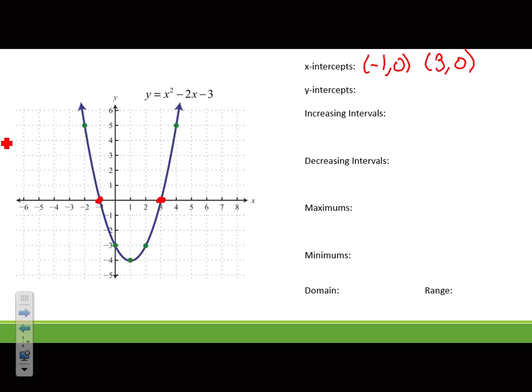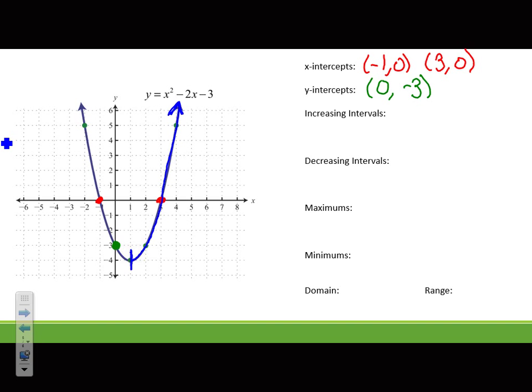Those are our x-intercepts. Now our y-intercept, remember, is where it crosses the y-axis, so that's going to be right here. For this one, that's 0, -3. Now, increasing and decreasing. We're going to be increasing when our x and y values are both going up. So we're increasing from here all the way up. That's where we're increasing. Now we're going to write this in interval notation.